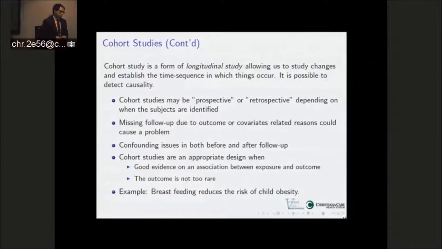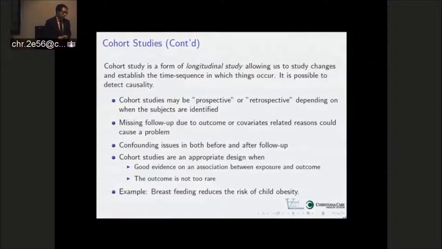Another potential issue in cohort studies is missing follow-up due to outcome- or covariate-related reasons. We know the outcome is collected after the exposure, and some studies may even take years to collect those outcomes. So it's very possible to miss some patients. If this missingness is related to some outcomes or covariates, it could cause a big problem. So we also need to address this missing data issue in cohort studies.